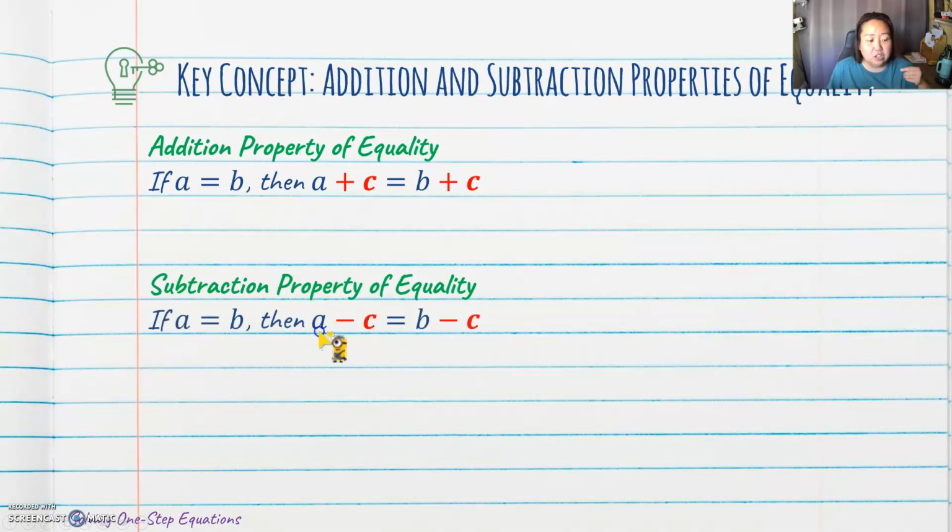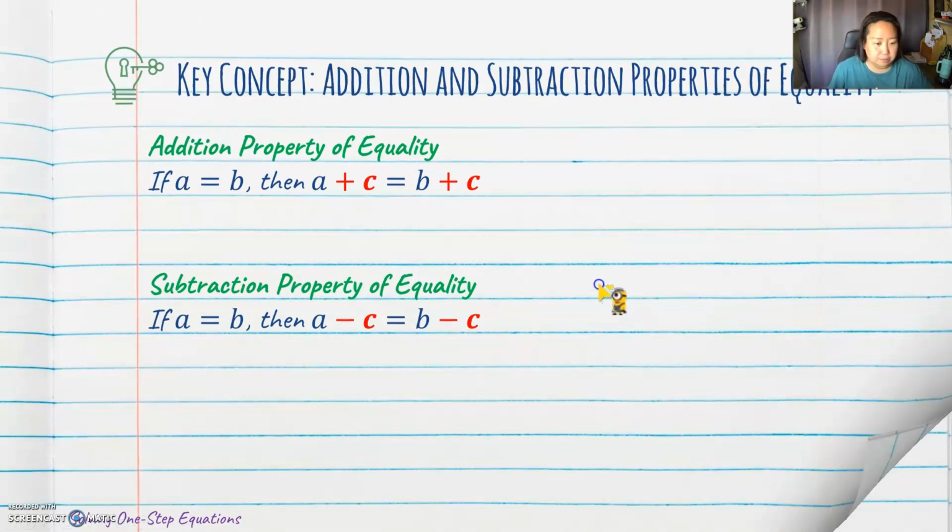So anything that you subtract on one side of the equation also needs to be subtracted from the other side so that it will still maintain the equation. If you only do it on one side of the equation, you will have an inequality already. Okay? So that's what those two properties of equality mean.